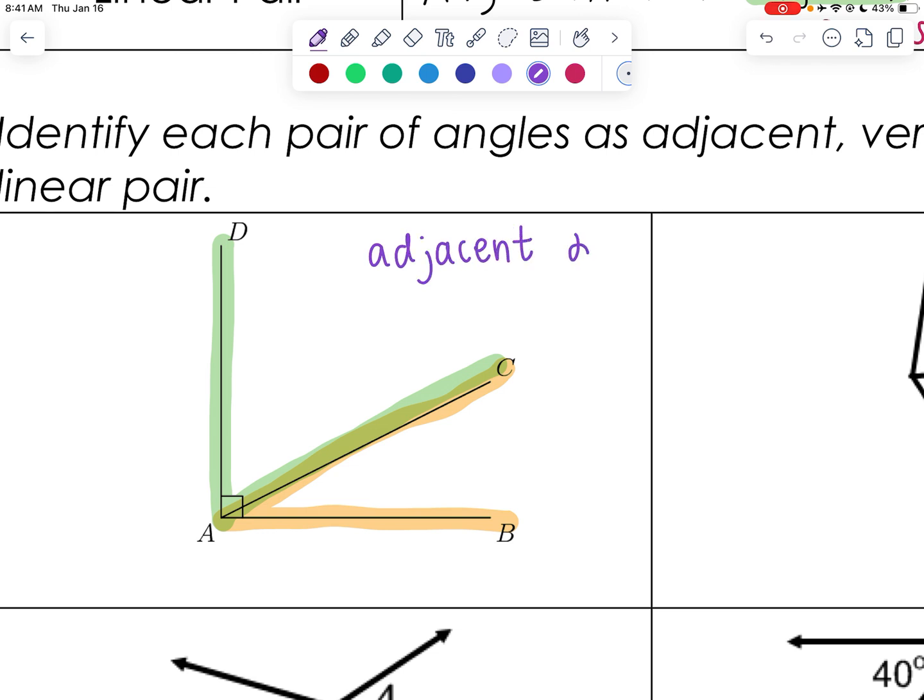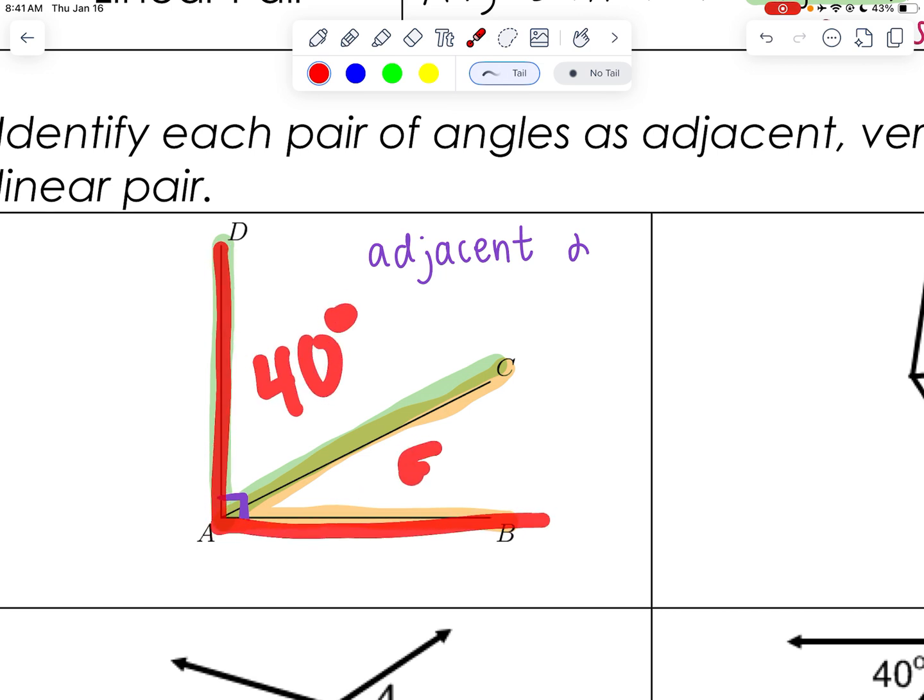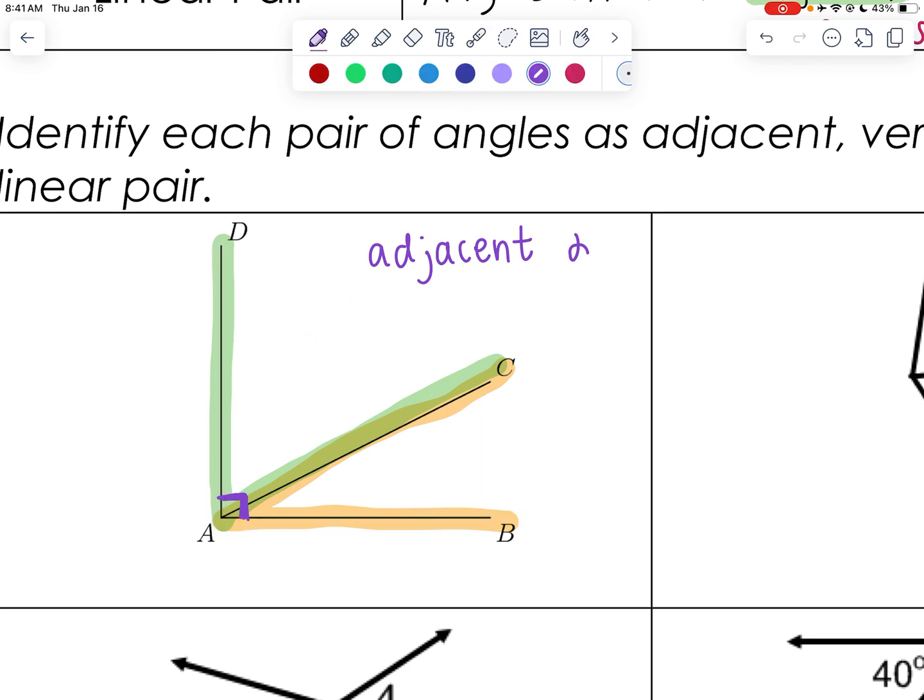But they're also another word because I noticed this box right here. So that box means 90. It's not a right angle though because it's 2 and they would add up to 90 if you look at the edges. So if this was 40, this other one would have to be 50. So they're adjacent and complementary.